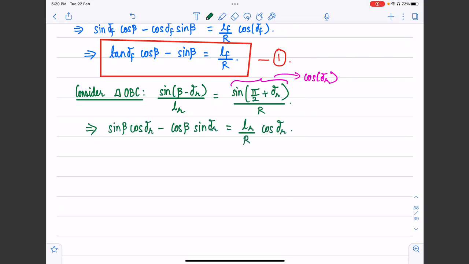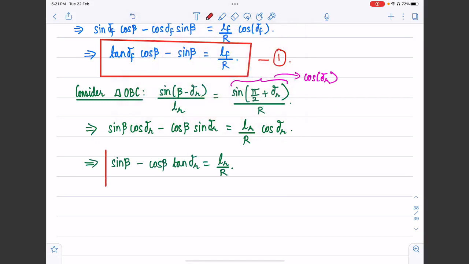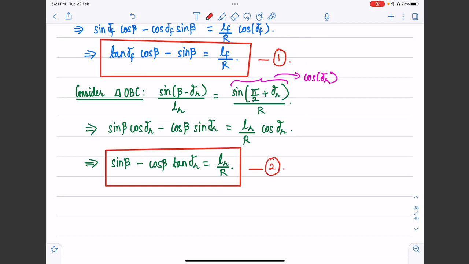Then once again, we divide both sides by cos delta R. If we do this, we are going to get sine beta minus cos beta tan delta R is going to be equal to L subscript R divided by R. It's pretty straightforward. So let's call this equation number 2. We essentially got this equation by writing down the sine rule for this triangle OBC and then simplifying. So we have got these two equations, 1 and 2.